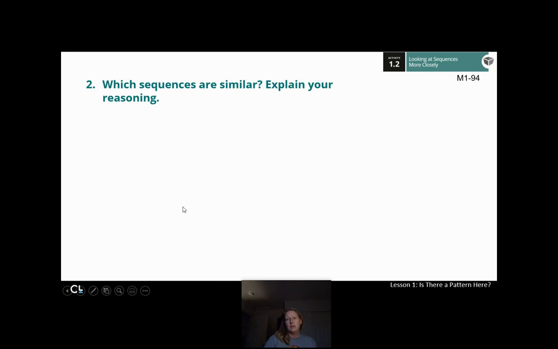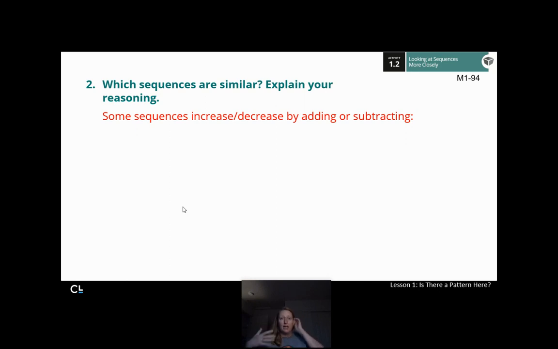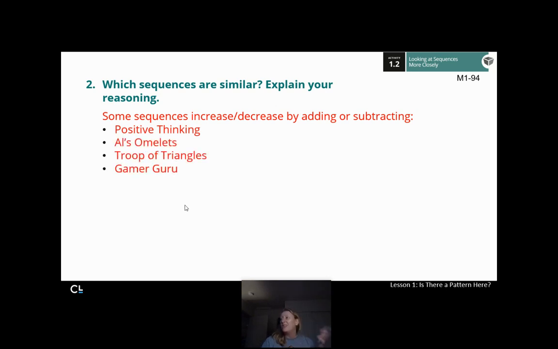So some sequences increased or decreased by adding or subtracting. Like, did you notice we had several of them that were like, I'm going to add this or subtract this. So those are the positive thinking, the Al's omelets, the troop of triangles, the gamer guru, the Polygon Party. All of those either added something or subtracted something. So I decided those guys should be similar and go in their own group.